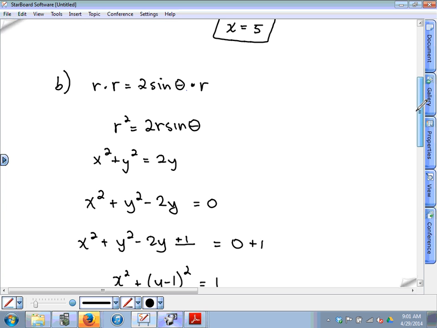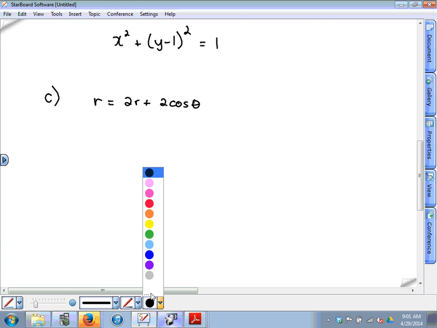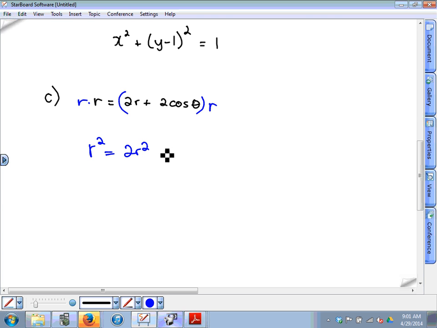What did we do first on this problem here on part B? Multiplied by r. The reason for that is this r would have turned into an x squared plus y squared. And if we multiply this side by r, not only does that get an r squared, but what does this get? It'd be an r cosine theta. So let's multiply both sides by an r. So we're going to have r squared equals 2r squared plus 2r cosine theta. Okay, now we're getting somewhere.